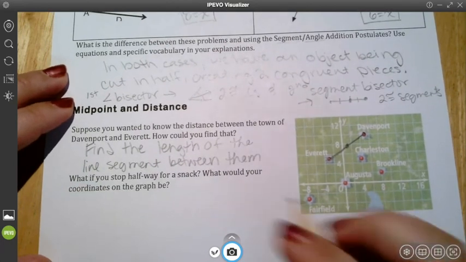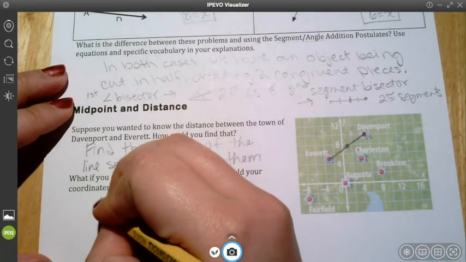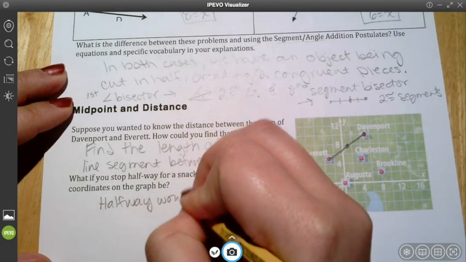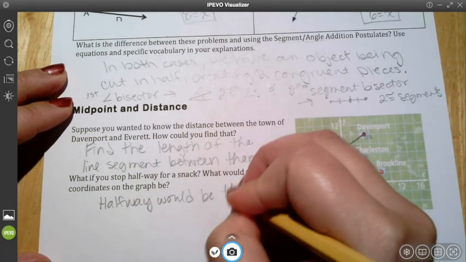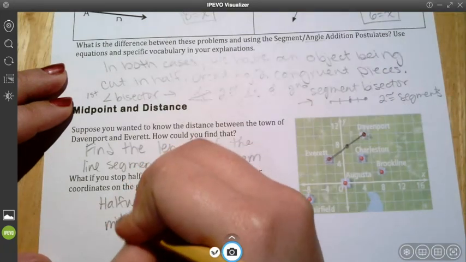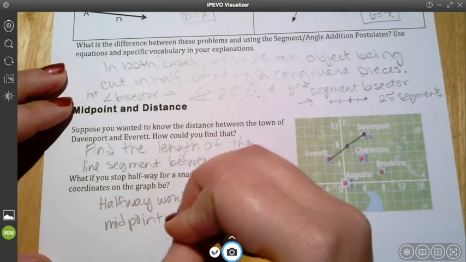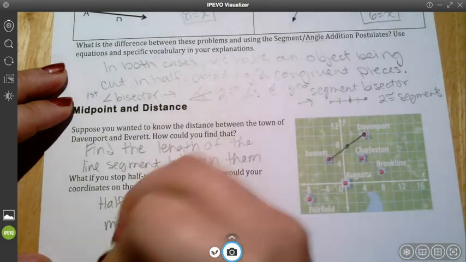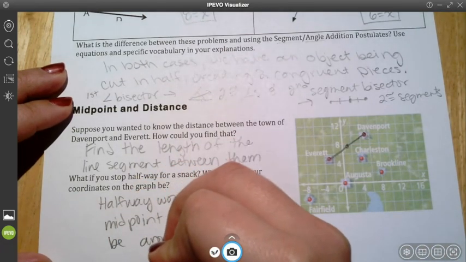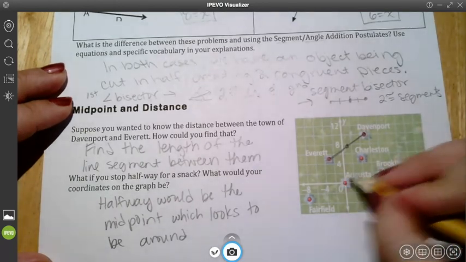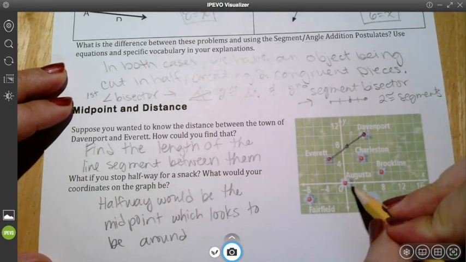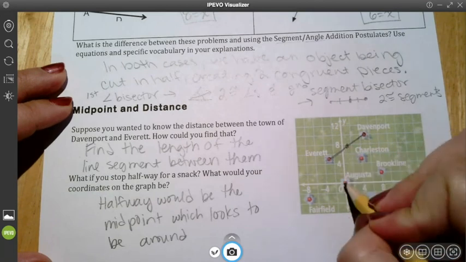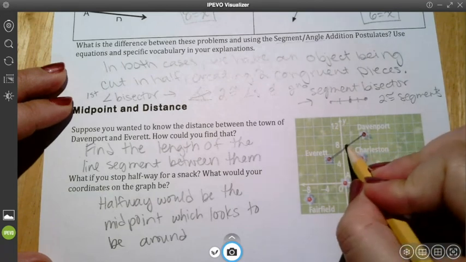So halfway would be the midpoint, which looks to be around, if each line is 2, right, from here to here is 4, so each line is 2, so that looks to be about 1, 7.5.